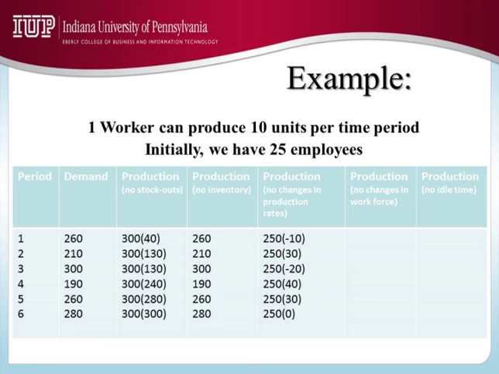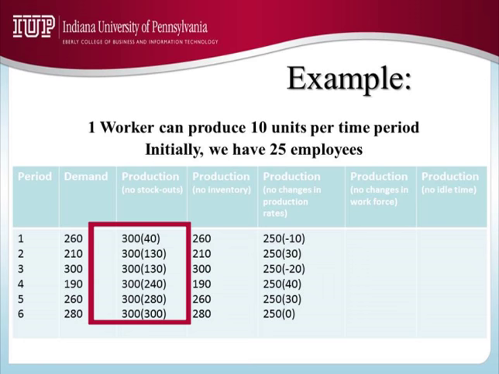So my first objective is no stockouts. What is my highest demand? 300. So for me to assure no stockouts, I'm going to produce 300 every time period. Did I meet this objective now of no stockouts? Absolutely. Every period you produced more than the demand. Demand was 260, you produced 300. 210, 300, 300, 300, so on.